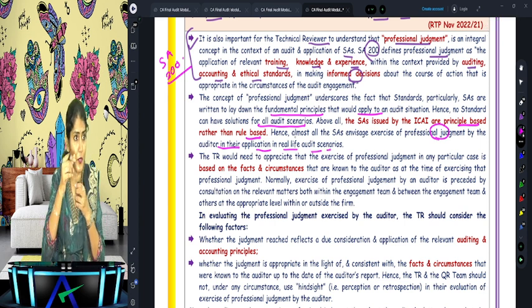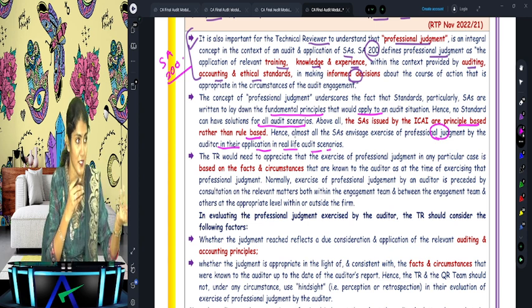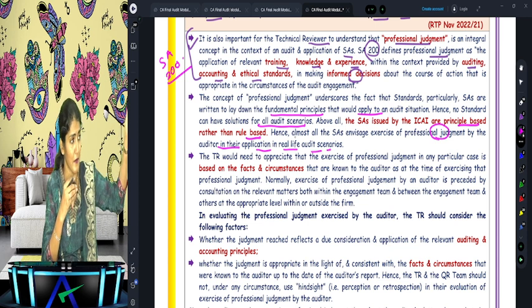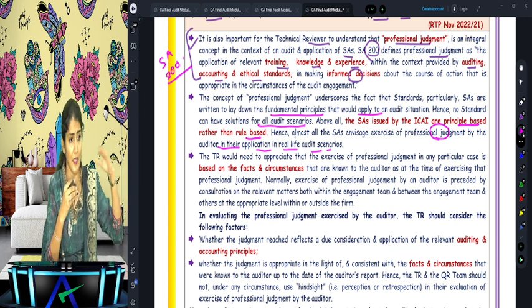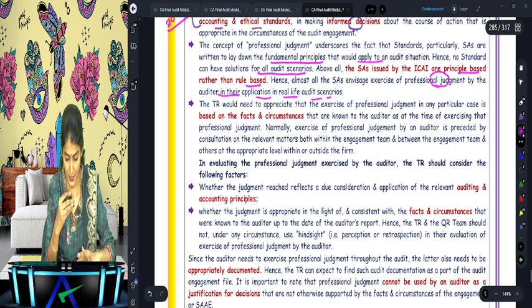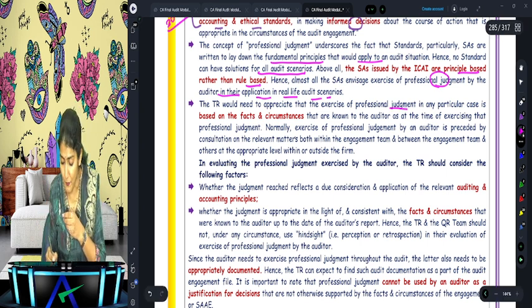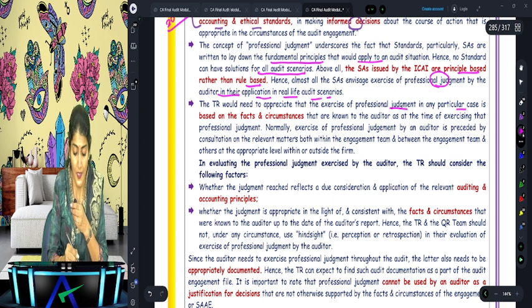Right? So it's not rule based, it is principle based. It says you need to exercise professional judgment. Now when, how, and what professional judgment to exercise depends upon the skills of the auditor, upon the judgment of the auditor. Now the technical reviewer would need to appreciate that the exercise of professional judgment in any particular case should be based on the facts and circumstances.